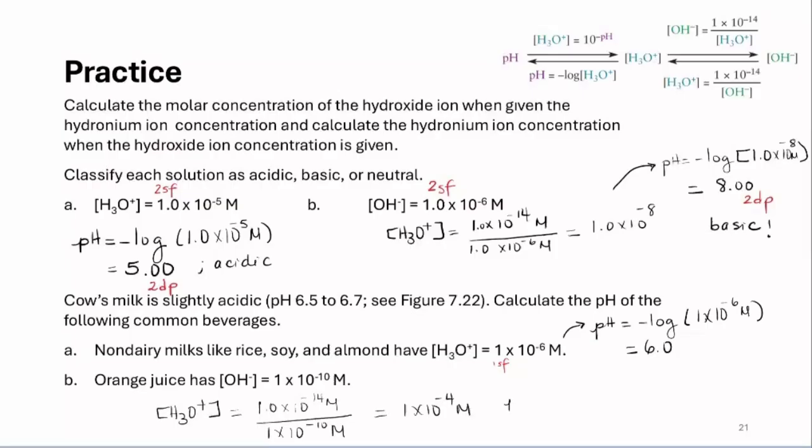This value is then placed in the pH equation. pH equals negative log of 1 times 10 to the negative 4 molar. This equals the value of 4, but because my original concentration had 1 sig fig, I need to put one decimal place in my final answer. So the correct answer with the correct number of sig figs is going to be 4.0. So we can observe that non-dairy milks and orange juice are both acidic solutions.